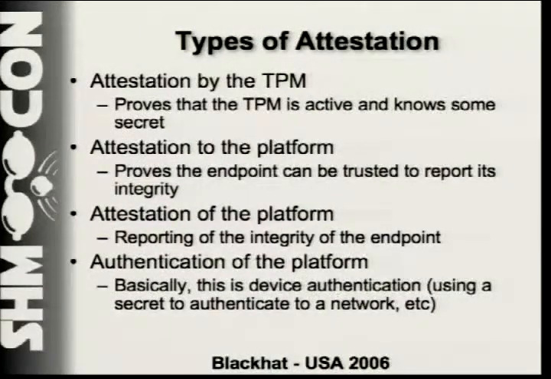Types of attestation, really quick. There's attestation by the TPM. Basically, it says, there's a TPM here, and I know a secret. Shh, don't tell anyone. Attestation to the platform. This basically proves that the endpoint can be trusted to report its integrity. It's not saying its integrity is good. It's not saying it hasn't been owned. It just says, I'm going to tell you the right answer. Now, the right answer may not be one you like, but I'm at least going to tell you the right answer. Attestation of the platform is basically saying, I am this good.